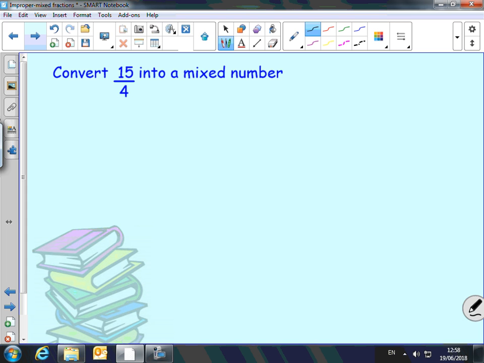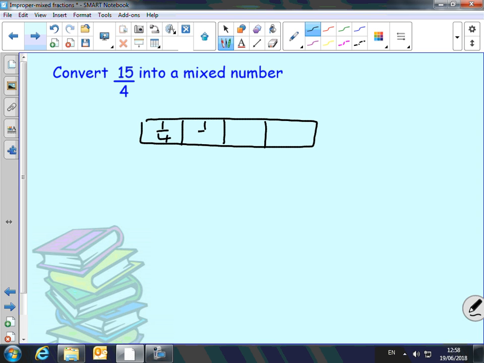Your next question was convert 15 quarters into a mixed number. So for this one, I'm just going to do a rough sketch. So this is what your working would probably look like, if not neater. So there we have 4 quarters. Each of these represents a quarter. So we have 4 quarters equal to 1 whole. So that's 4. We can fit in another 4 underneath.